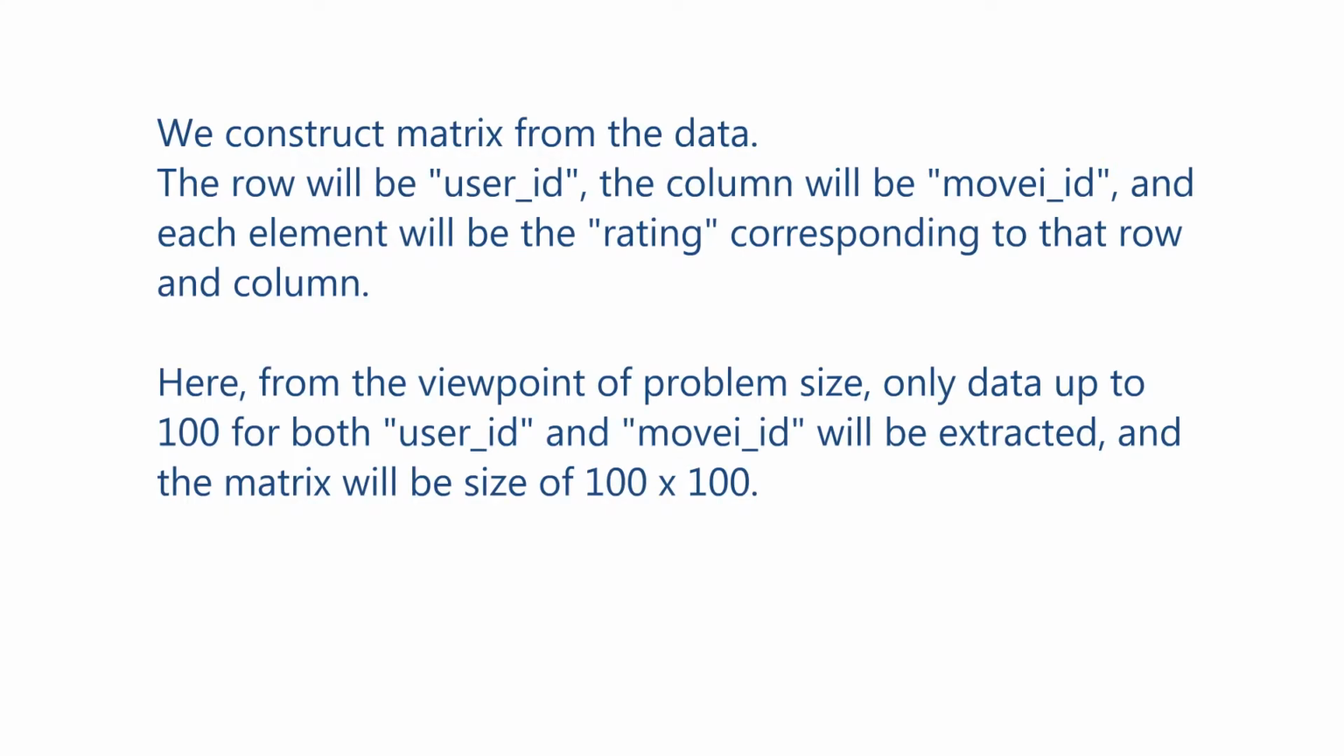We construct a matrix from the data. The row will be user ID, the column will be movie ID, and each element will be the rating corresponding to that row and column. Here, from the viewpoint of problem size, only data up to 100 for both user ID and movie ID will be extracted, and the matrix will be of size 100 by 100.